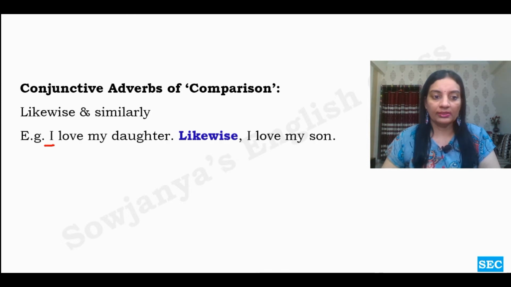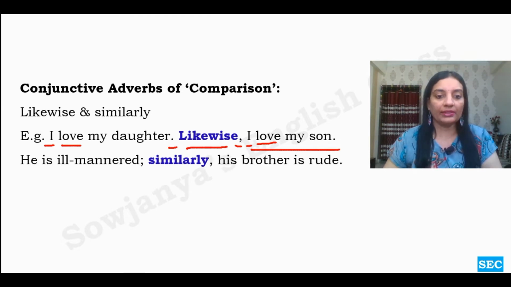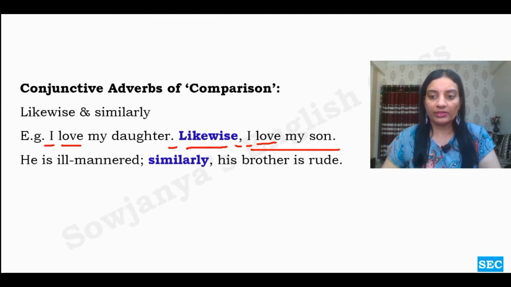I, subject, love, finite verb. This is one independent clause, written as a simple sentence followed by a full stop, and then comes our conjunctive adverb likewise followed by a comma, and then another independent clause or a simple sentence. I is the subject, love is the finite verb. He is ill-mannered. Similarly, his brother is rude.